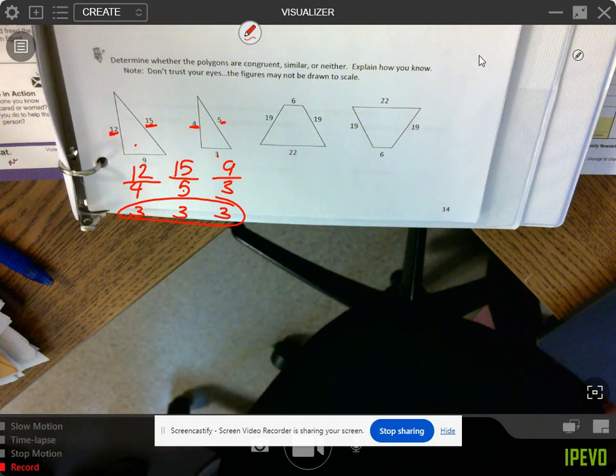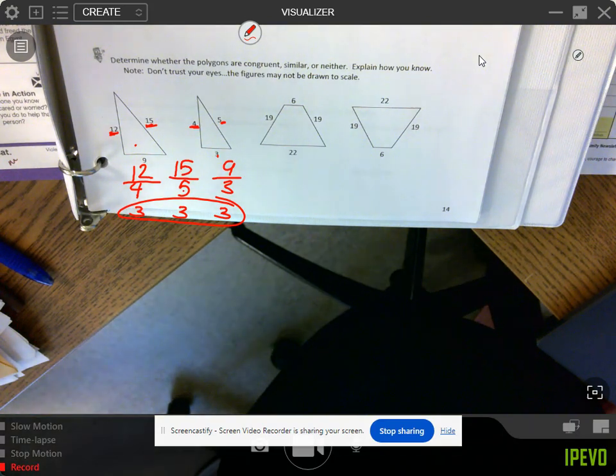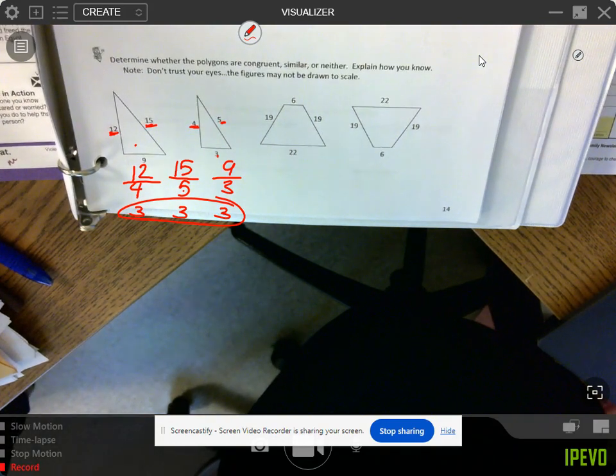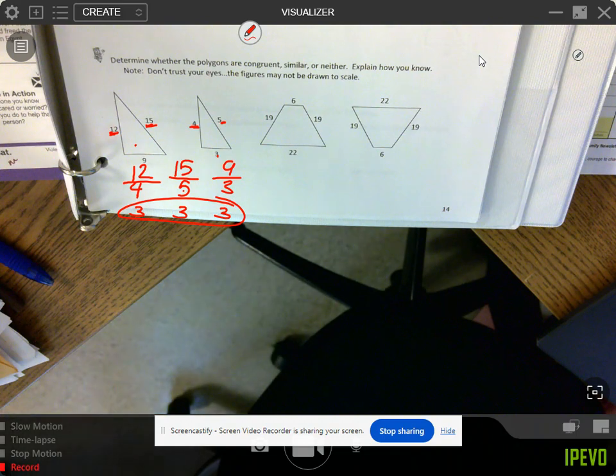Yes. Why, Ava? Well, they kind of just look the same and they're both right angles. We don't ever go by looks. How did we prove that they are similar? They all divide by 3. So I shrunk it down the exact same way.